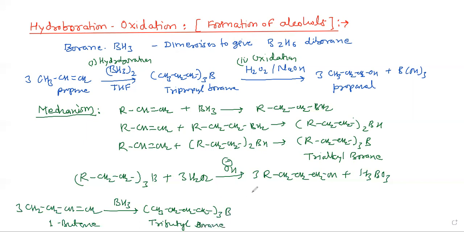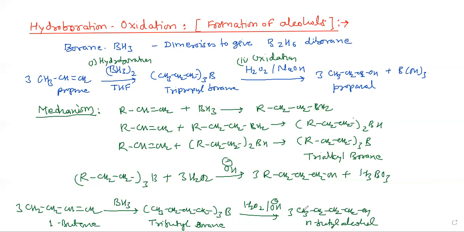which on further oxidation in presence of alkaline hydrogen peroxide, that is H2O2 and OH minus, that is the base, you will get alcohol CH3CH2CH2CH2OH, that is 3 molecules of n-butyl alcohol are obtained.